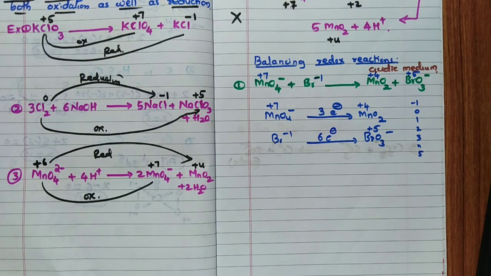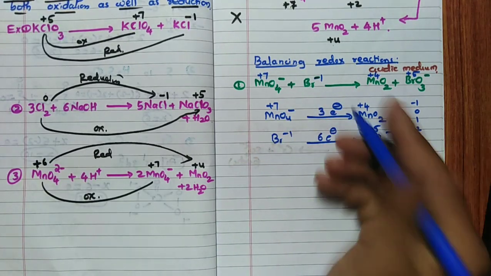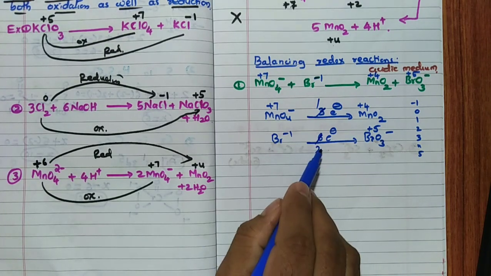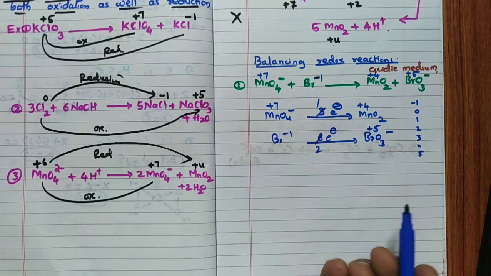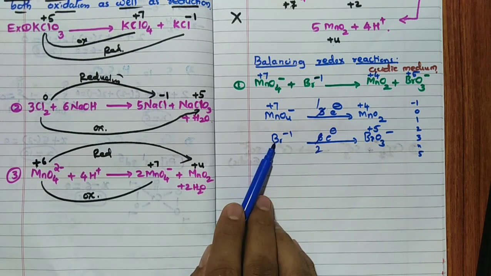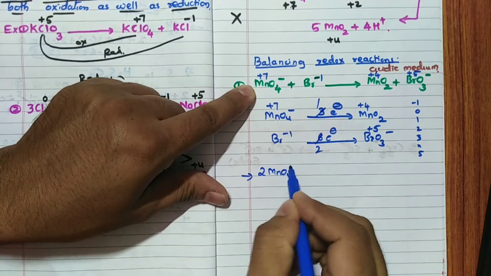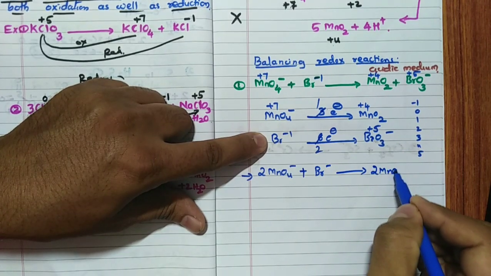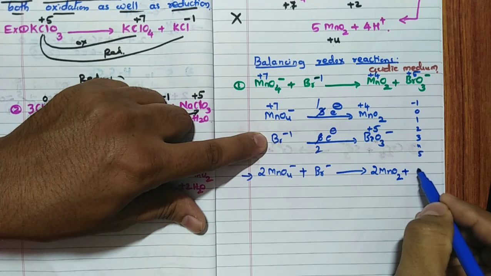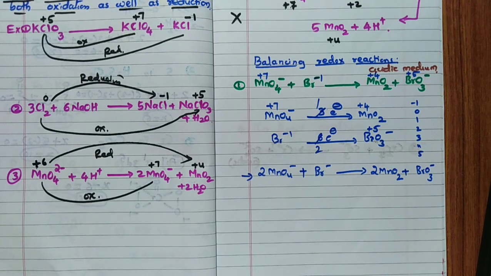So I think you understood the first step. Write whatever elements are there and the change in oxidation state. Then if it simplifies, you simplify: 1 and 2. Then what you have to do? This 2 is multiplied to Mn, and this 1 is multiplied to Br, cross multiplication, so that your oxidation states are balanced. 2 Mn, 1 Br. So you write it here. Directly I will write: 2 MnO4 minus plus 1 Br minus gives rise to 2 MnO2 plus 1 BrO3 minus. Correct? So like this we have written now.